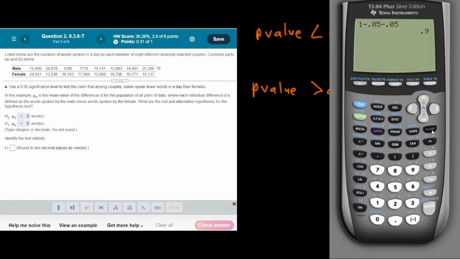Okay, so what do we do? How do we use this data here? Okay, so it's a little bit different. The TI-84 would do most of the work. You just have to know what to do.